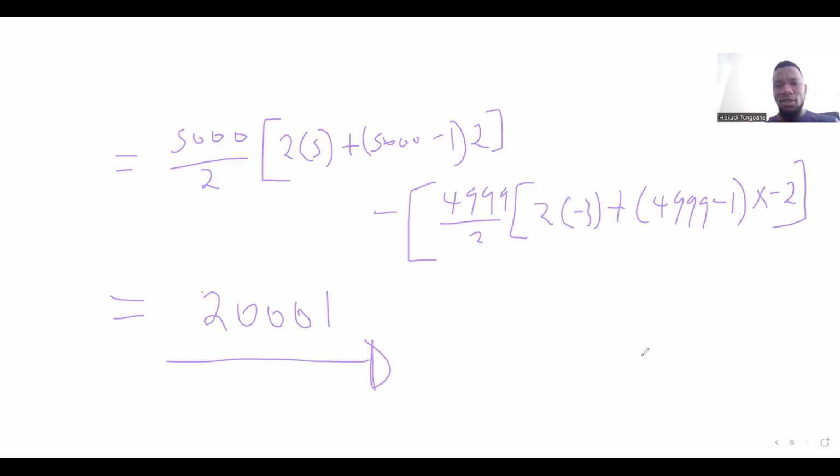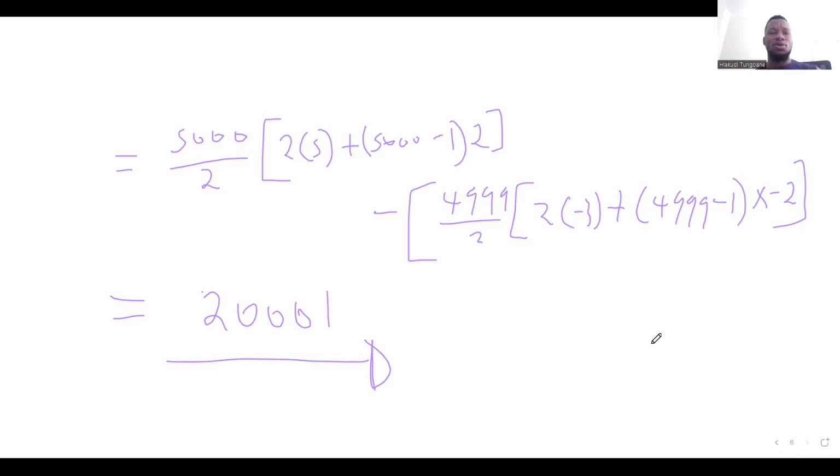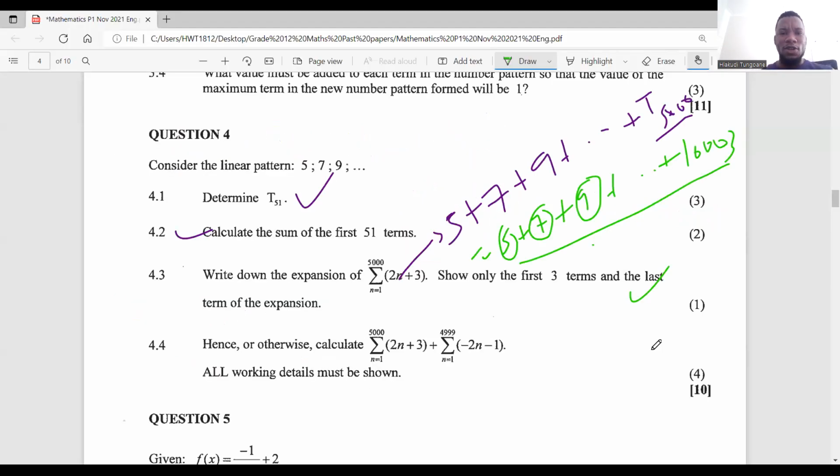Okay, that brings the end to our November 2021 paper. So if you do have questions over the things that we've discussed, please let me know. I'll just try to explain it to you. And if you also want to see some more past papers, or a past paper that you attempted and struggled with, please let me know. I can try to attempt it here with you.